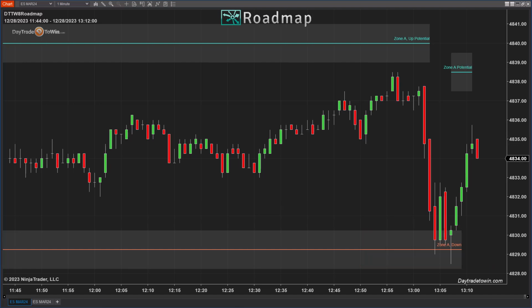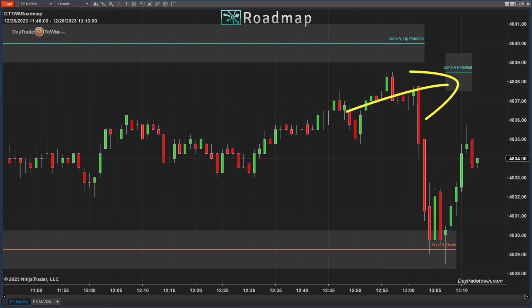Now, you can see a new zone that has just been plotted up ahead, where it's telling me if price lands in that area, zone A potential, so it's a potential, it's telling you that there's a potential the market's going to reach there. Don't go long. Wait until it either surpasses it or bounces off of it.